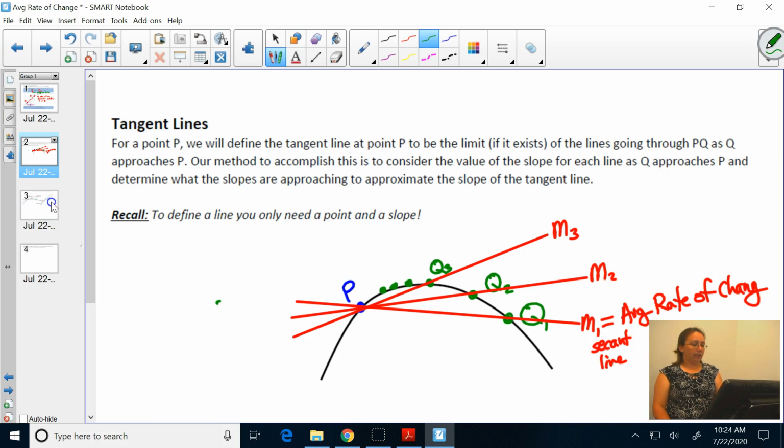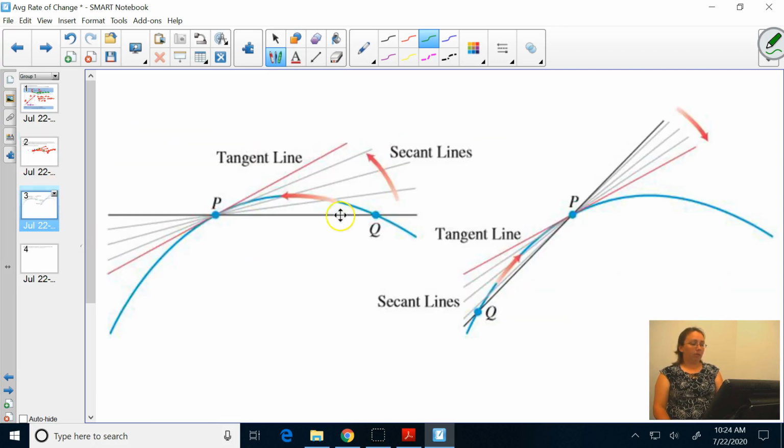So let me go to my next slide here. So here's what we've been talking about. We have our point P, right here, and we have our point Q. These were our initial 2 points. Notice how the arrow is illustrating that our Q is going around the curve towards the P, and these secant lines are also moving in a common direction. The more Q values you do, the closer they get to P, these secant lines are going to approach what we call a tangent line.